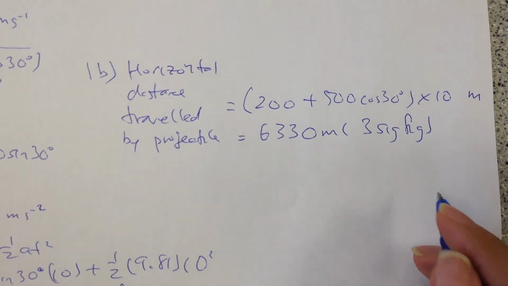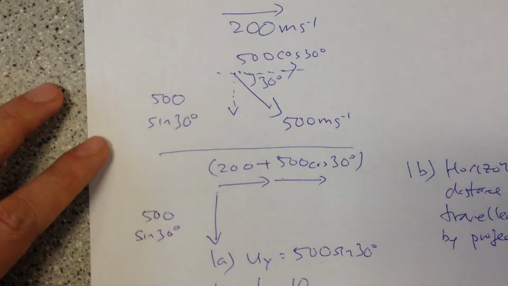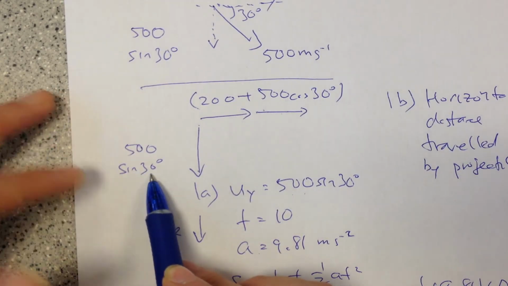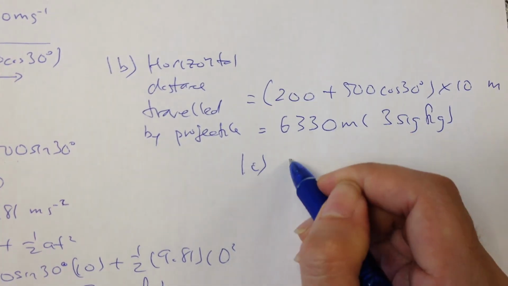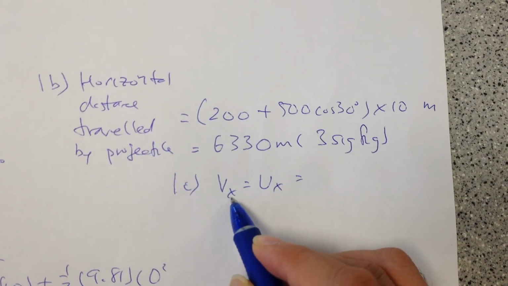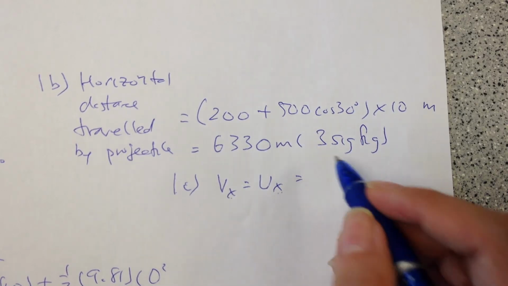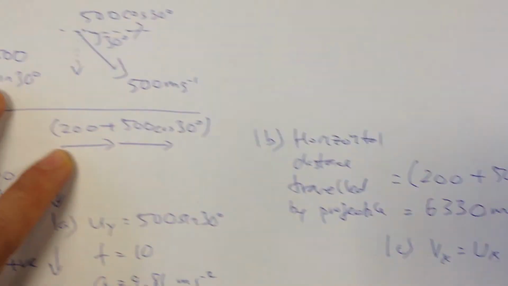Now 1C, find the vertical and horizontal components. We know that the horizontal component of the velocity doesn't change, because it doesn't have acceleration. Now the vertical velocity will change, because it has an acceleration due to gravitational field strength. So Vx is equal to Ux. V is the final velocity, horizontal component, that's why x. U is the initial velocity, horizontal component. They are equal, and that's equal to 200 plus 500 cosine 30 degrees. We know that from here.